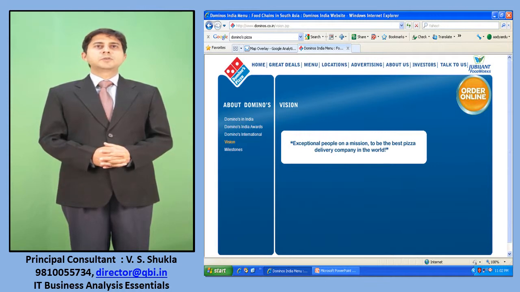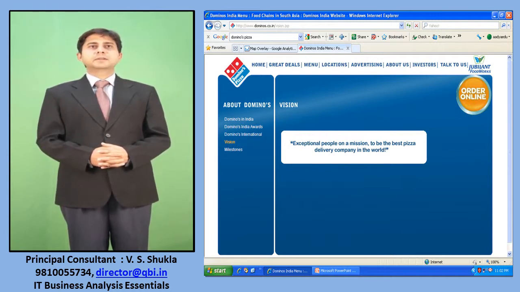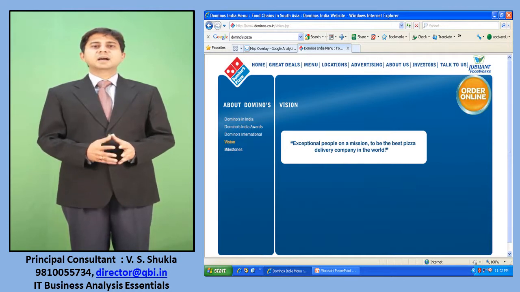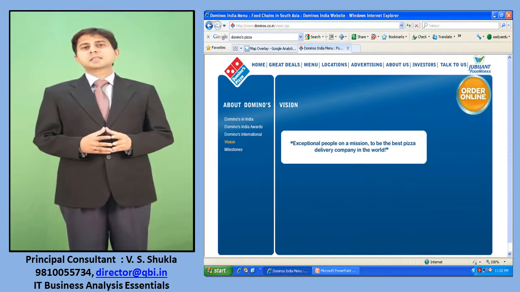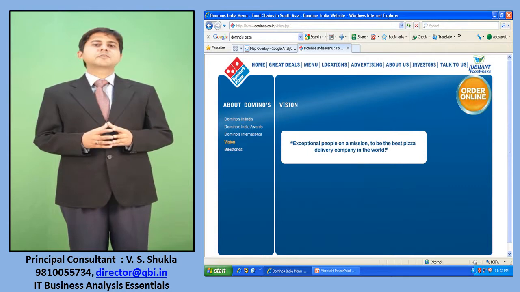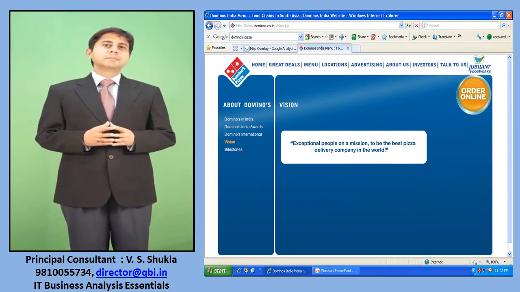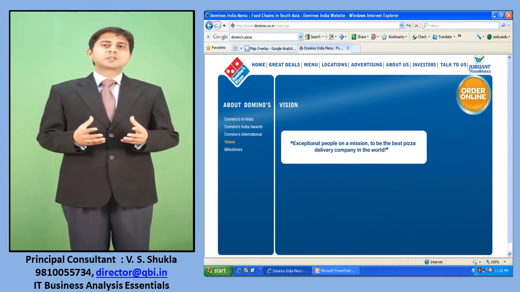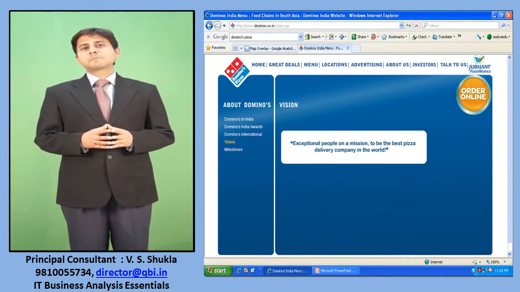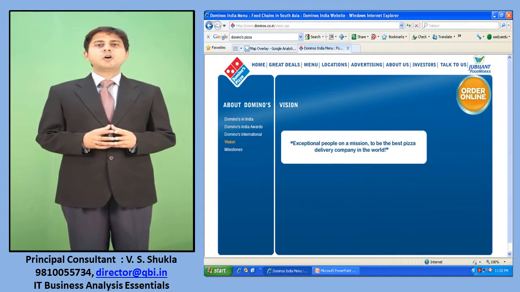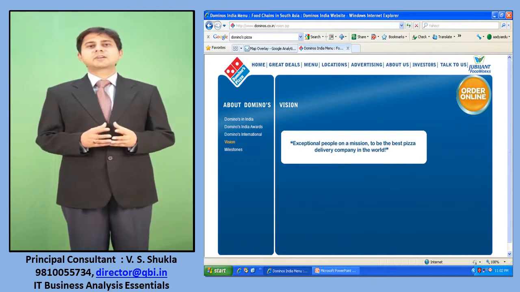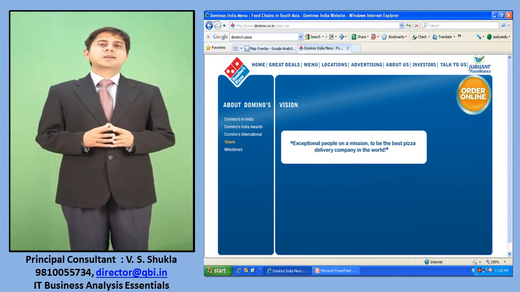This is all about Domino's Pizza. Let us have a look at the vision of the Domino's Pizza company. I quote, "Exceptional people on a mission to be the best pizza delivery company in the world," unquote. So you see, this is what the vision and mission of Domino's Pizza is. And we also know that they are able to achieve much of it. Domino's Pizza delivers hot, mouth-watering pizzas at our doorstep on a phone call.